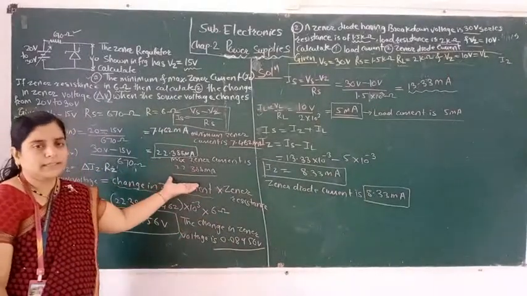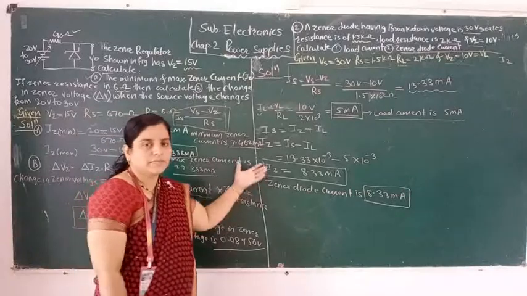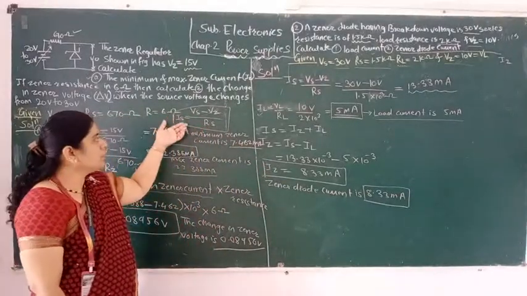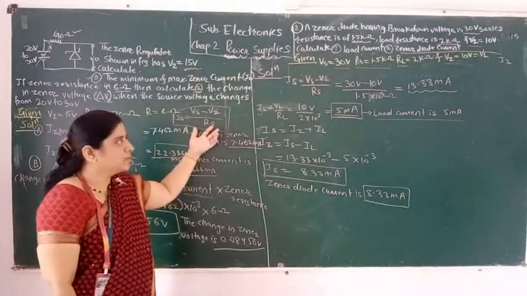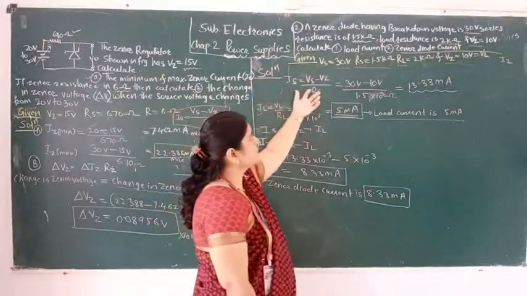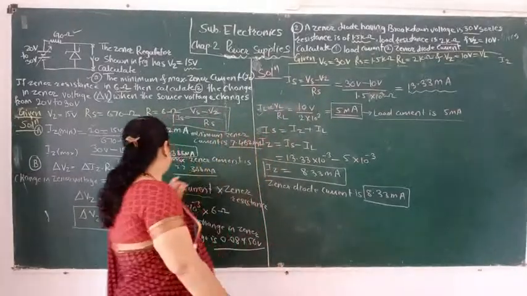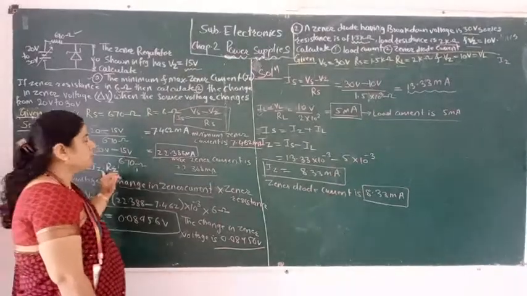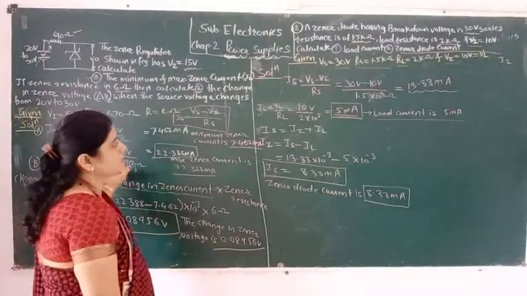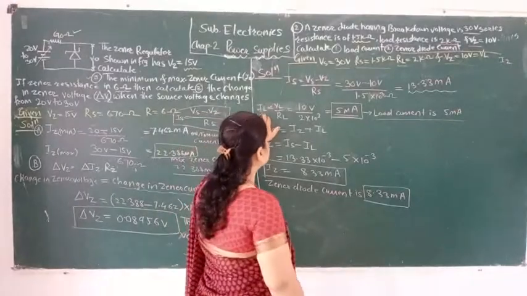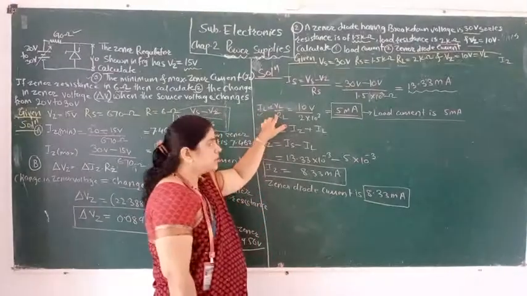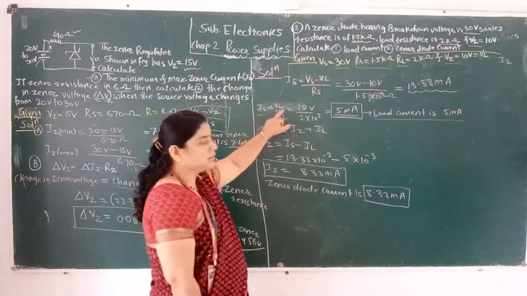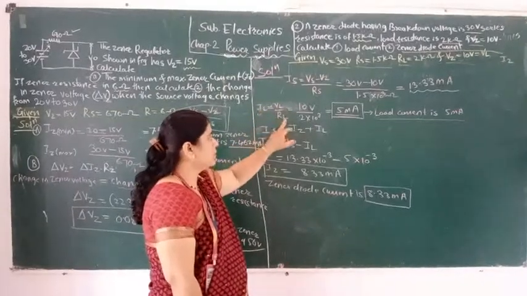It has been asked already, that's why I have given it here. It's very simple, you just have to remember the formulas. What is the formula? Is is equal to Vs minus Vz upon Rs. The same formula we have used here. V equal to I into R, that is delta Vz is equal to delta I into R. So I is equal to V upon R. This is the load current, therefore IL is equal to VL upon RL, which is given.